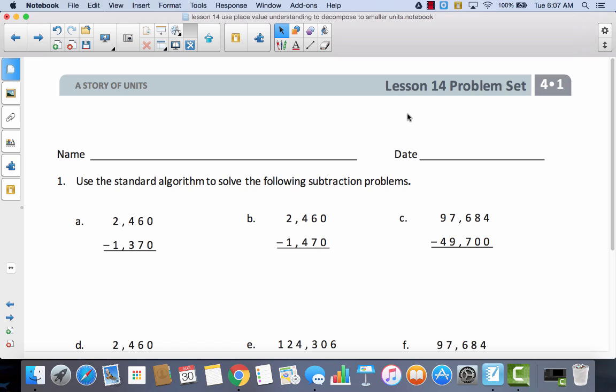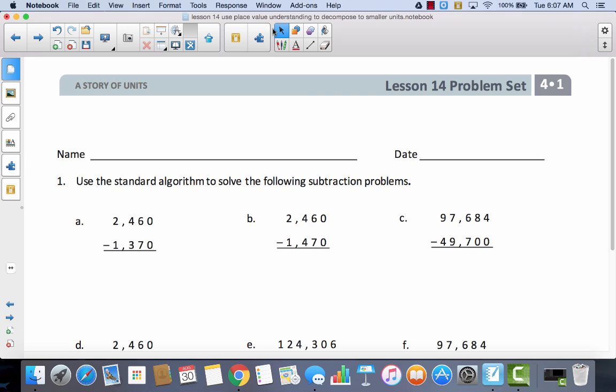All right, so go ahead and put your name on your problem set and let's take a look at the directions. It says use the standard algorithm to solve the following subtraction problems. So we are going to continue to subtract just like we did in lesson 13. And I'm going to let you do quite a bit of this on your own. I'm going to walk you through a few of the problems, but then I'm going to let you do quite a bit of this on your own. All right, so let's take a look at A.